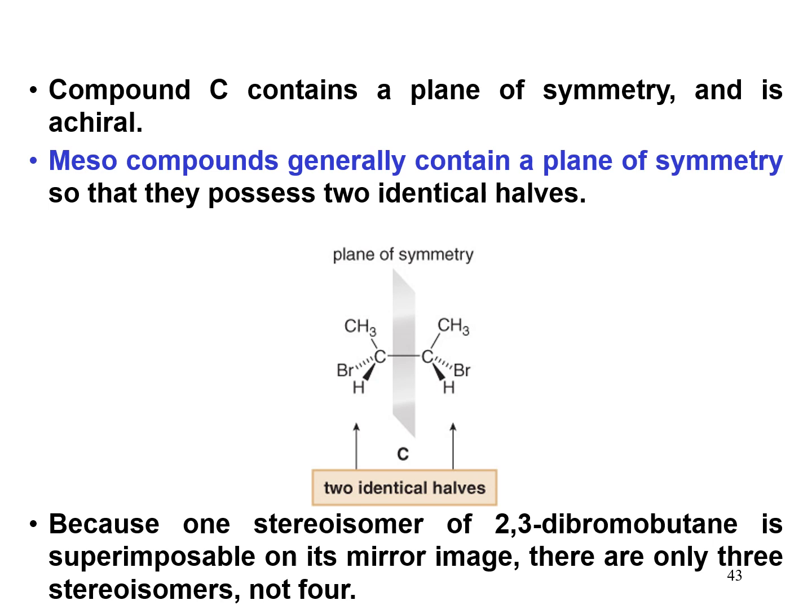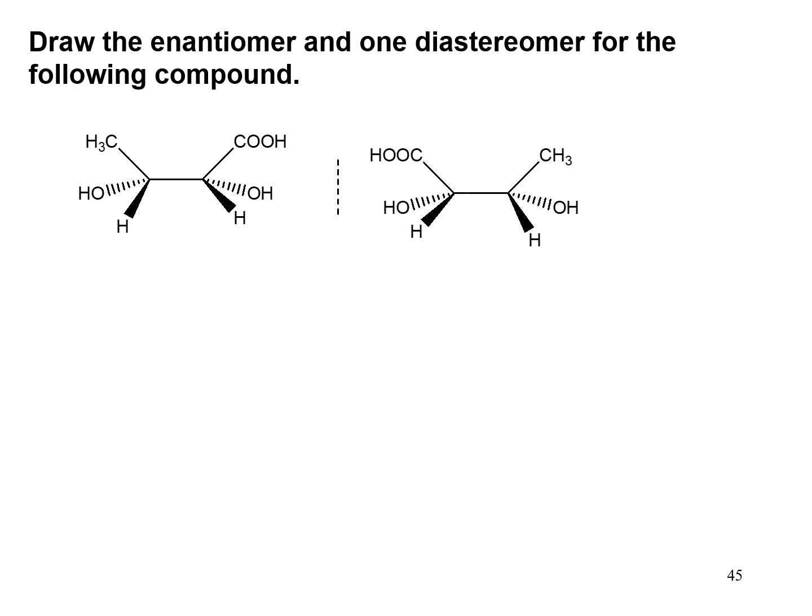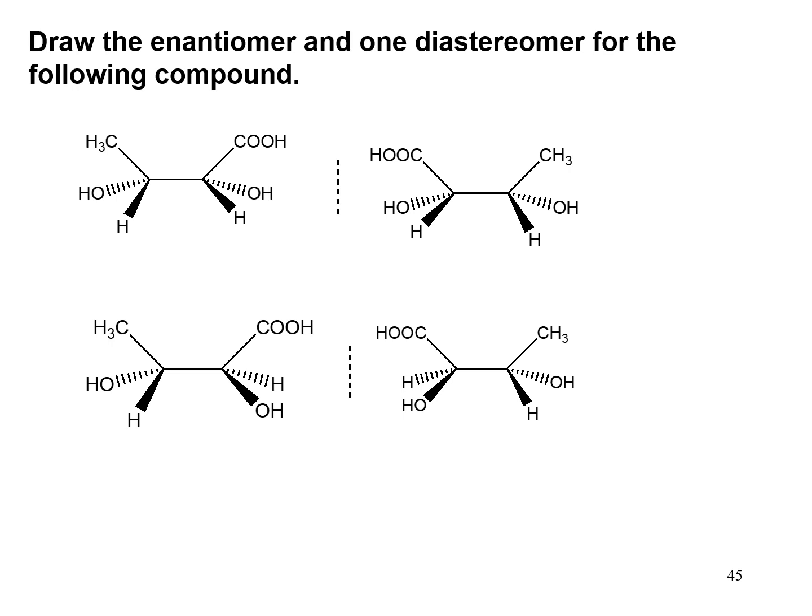What makes the similarity between an achiral compound and a meso compound is that a meso compound is achiral by itself and has a plane of symmetry, but a chiral compound has no plane of symmetry. As we mentioned before, one stereoisomer of 2,3-dibromobutane is superimposable on its mirror image. There are only 3 stereoisomers, not 4, because of 2 to the power of n minus 1. These two compounds are simply enantiomers because they are mirror images. These are also mirror images of each other, but this and this are not mirror images, therefore they are diastereomers.